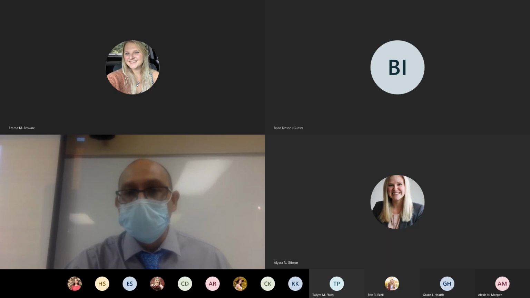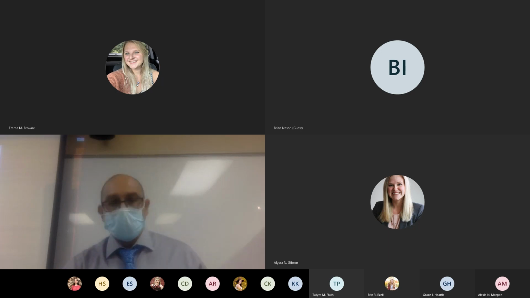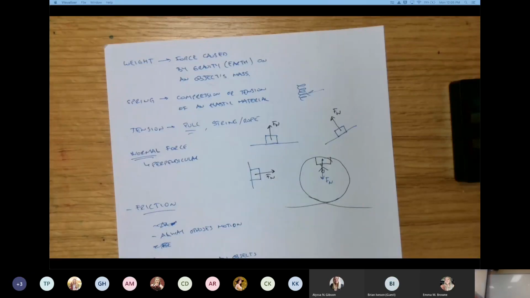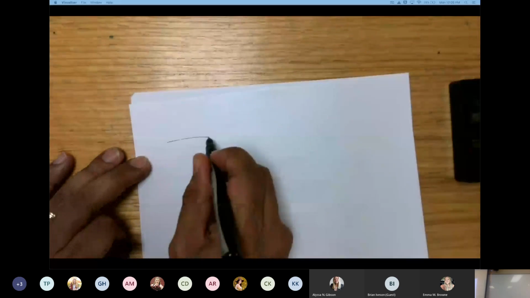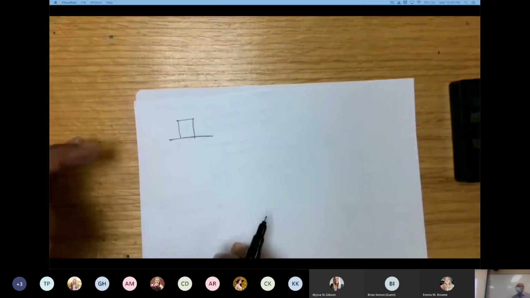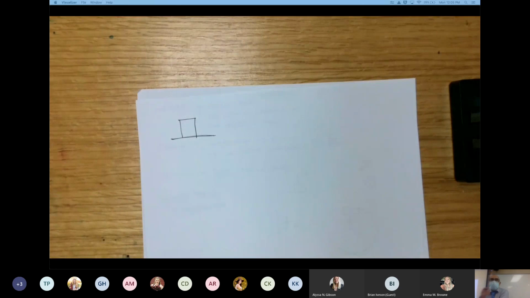So for example, and I'm going to switch to the other screen. Now, the people online won't be able to see this, but you can have something as simple as an object standing on a table. So imagine that you have just a book standing on that table. So what forces do we have?